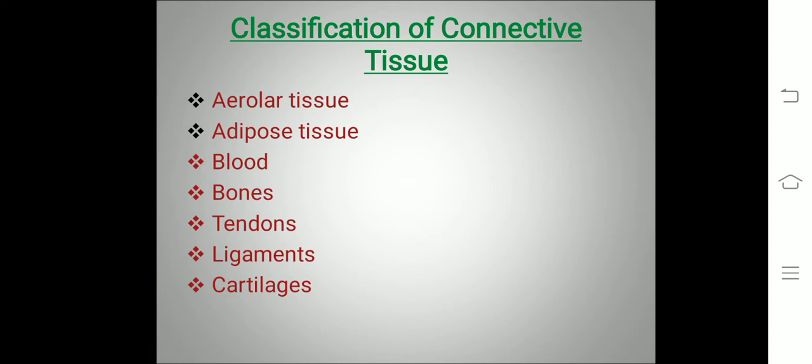Classification of connective tissue. Connective tissue is classified into 7 categories as areolar tissue, adipose tissue, blood, bones, tendons, ligaments, and cartilages.